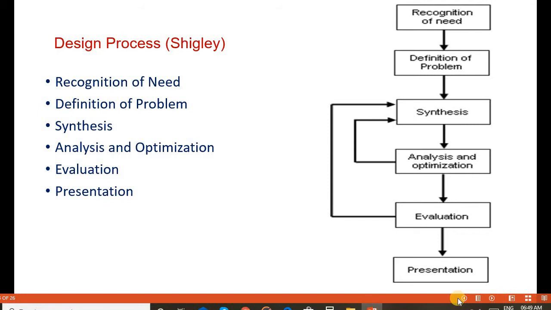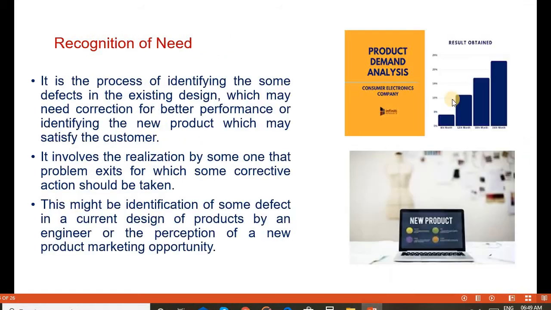There are various steps in the design process, such as recognition of need, definition of problem, synthesis, analysis and optimization, evaluation and presentation. These are the step-by-step design procedures. The flow diagram represents the step-by-step procedures of the design. Now step 1, recognition of need.